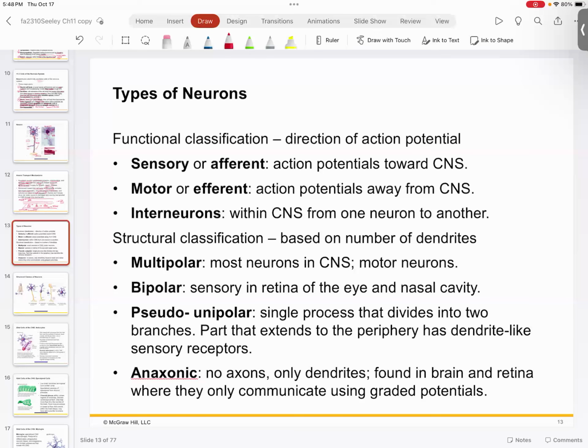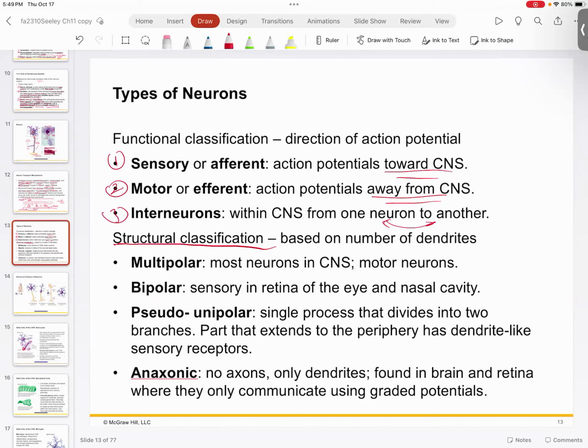For instance, we can say whether they are sensory or afferent in nature, so they're going to be sending their action potentials toward the CNS, or whether they're efferent or motor, in which case they're going away from the CNS, or whether they're interneurons, that is to say they're within the CNS typically, but essentially they're a relay neuron going from one neuron to another. So they're just passing on whatever the stimulation or message is.